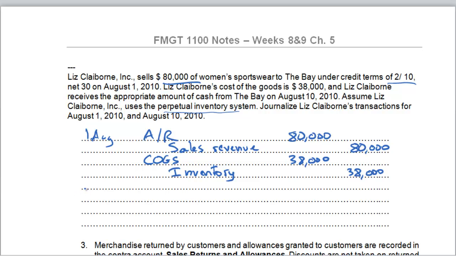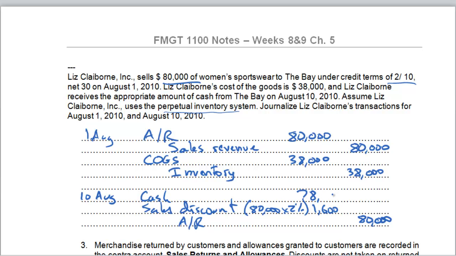And then on the 10th of August, they get paid. From the 1st to the 10th is inside this 2%, 10-day discount period, so we know that there's going to be a discount. We know they're going to get cash, and there's going to be a sales discount. And obviously, we're going to wipe out the receivable, so we credit accounts receivable for the $80,000. That takes care of that. The discount then is going to be 2% of that $80,000, which works out to $1,600. And then the plug goes to cash, $78,400.